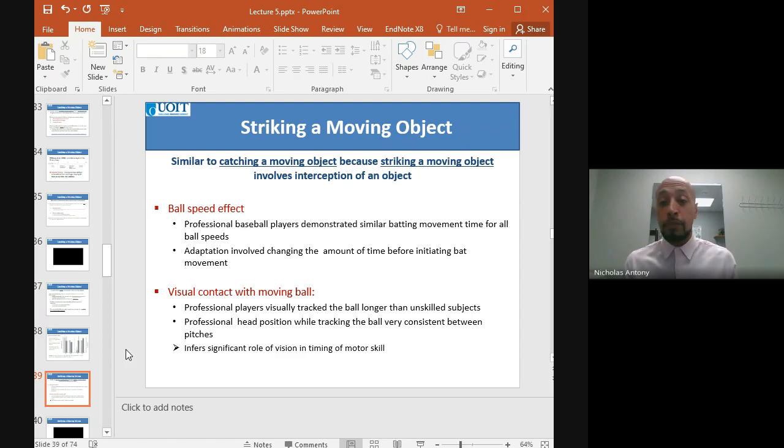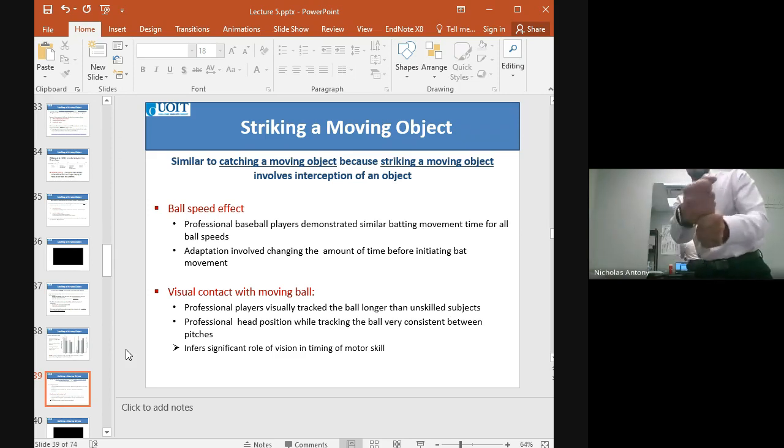What about if you're striking a moving object? Like a baseball player with a baseball bat hitting a ball. If the speed of the pitch coming towards you is faster or slower, think of the movement of swinging a baseball. If the pitch is slower, do we swing slower, or do we time the swing to happen later, so that it's the same swing, but we hit the ball at the right time? What do you guys think?